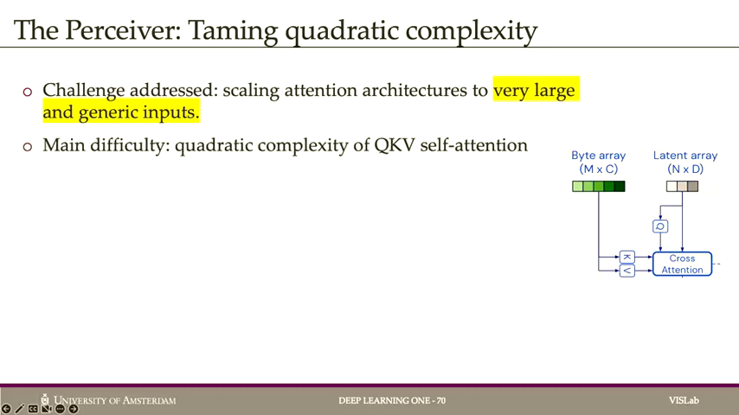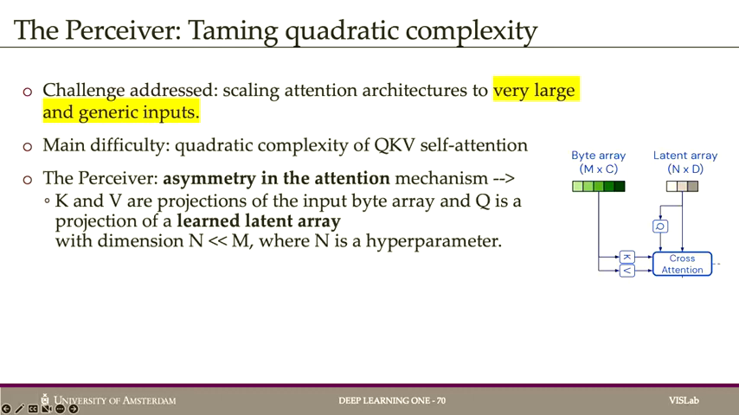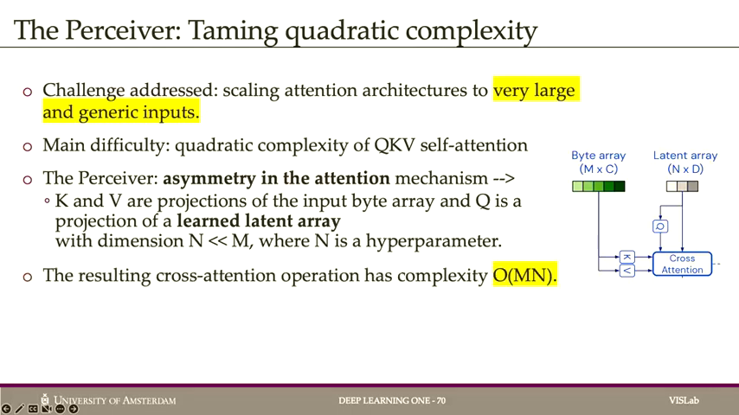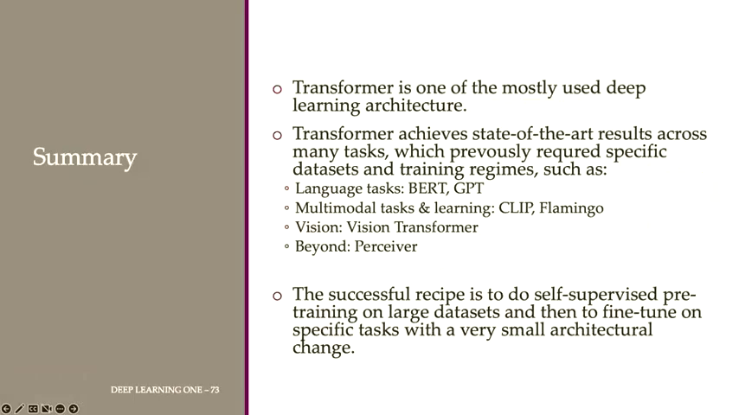Right, so the main thing was this about the quadratic self-attention. The main idea is you introduce this asymmetry in the attention mechanism, which results in this order of mn. All right, so this was a lot, I know. We wanted to give you this broad overview.